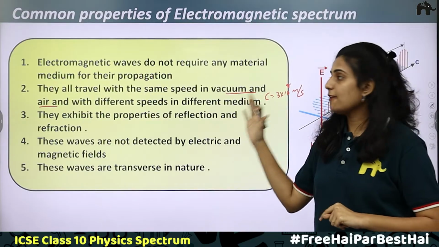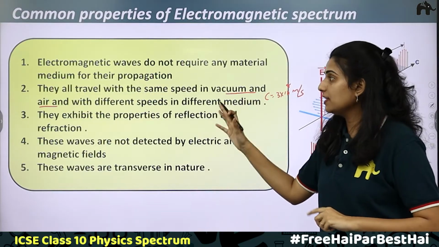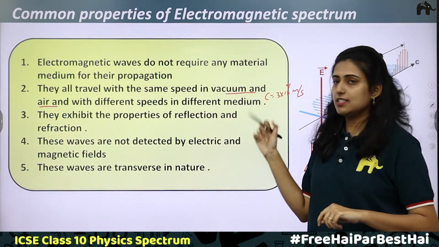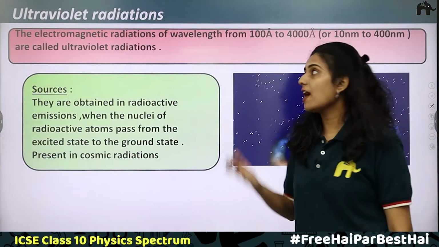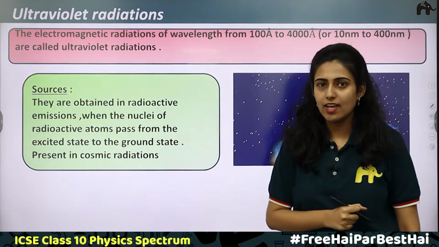Okay, so these are the 5 important points, that is, properties shown by all electromagnetic radiations. Now we will be discussing the source, properties and uses of ultraviolet radiation. So what is ultraviolet radiation?